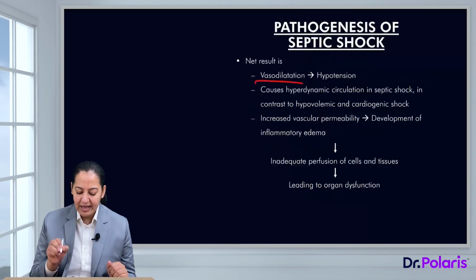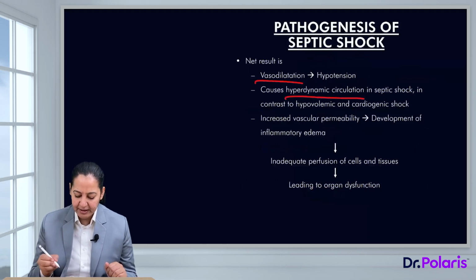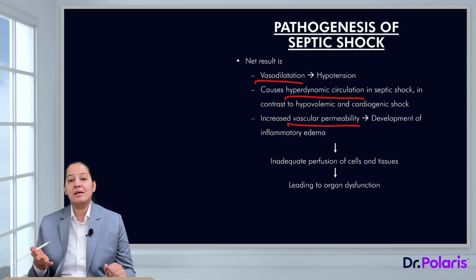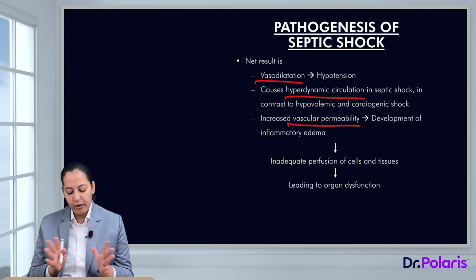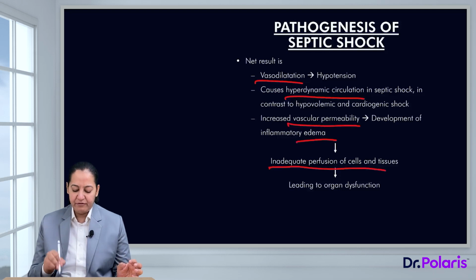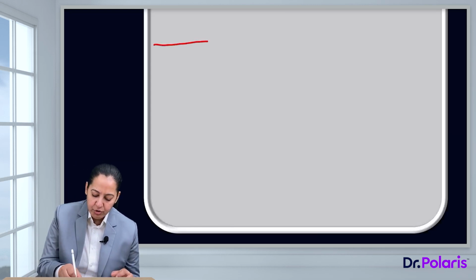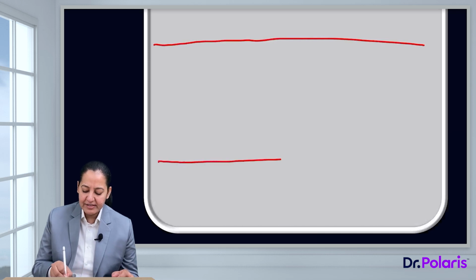They will cause vasodilation, and due to the vasodilation, there is hyperdynamic circulation. They will cause increased vascular permeability, so the fluid will leak out. It will lead to edema, and that will lead to decreased perfusion and organ dysfunction. So here I would like to draw a diagram showing you the same explanation of the septic shock.